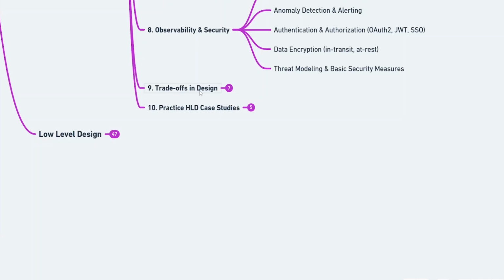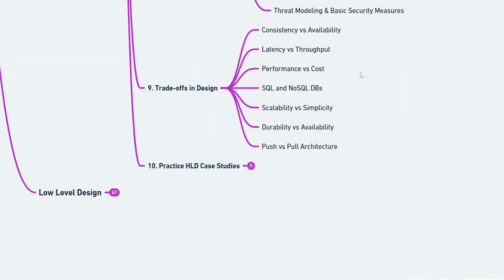If we talk about the system design trade-offs, there is one golden rule in system design, and the rule is everything is a trade-off. There is no perfect system, there is only the right system for your problem. Here we have trade-offs like consistency versus availability, latency versus throughput, performance versus cost, SQL and NoSQL DBs, scalability versus simplicity, durability versus availability, and push-pull architectures. These trade-offs are some of the most frequently asked interview questions.